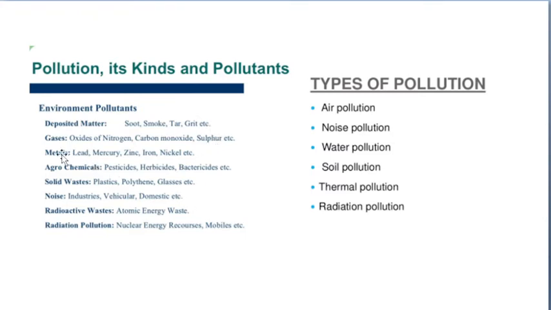Then different types of gases like oxides of nitrogen, carbon monoxide, and oxides of sulfur. Then metals like lead, mercury, zinc, iron, nickel. Then agrochemicals means the chemicals used in agricultural fields like pesticides, herbicides, bactericides. Then some solid wastes, plastics, polythenes, glasses, are also categorized under bio non-degradable pollutants. Later we will understand what we mean by bio non-degradable pollutants.